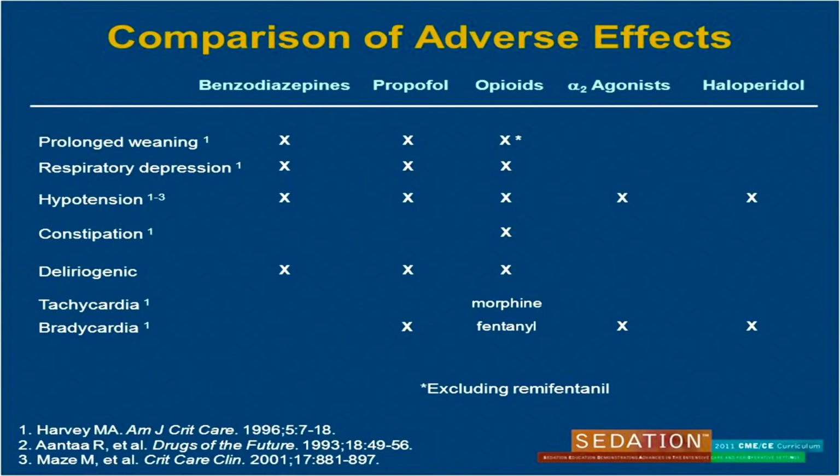This is a comparative chart of various side effects of the sedatives we usually use in our ICU: benzodiazepines, propofol, opioids, alpha-2 agonists and haloperidol. Prolonged weaning, respiratory depression and hypotension are common with these three. Deliriogenic effect is more in benzodiazepines, and is also seen with propofol and opioids. Tachycardia occurs with morphine, and bradycardia with dexmedetomidine and haloperidol, and sometimes with propofol.